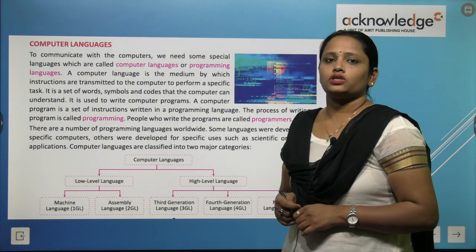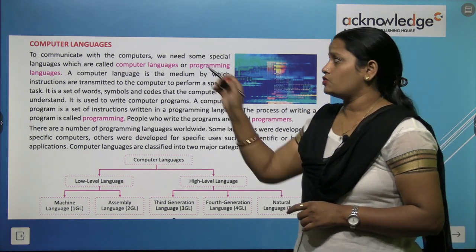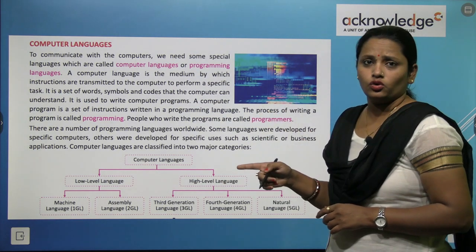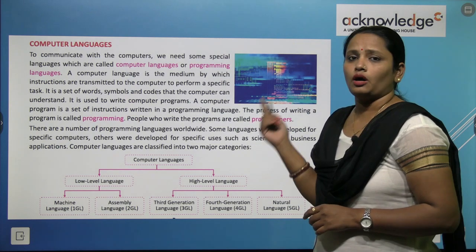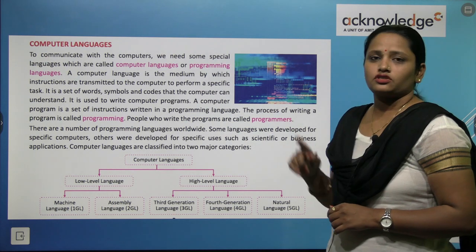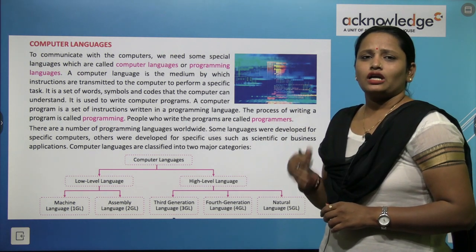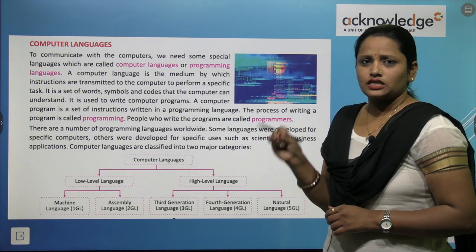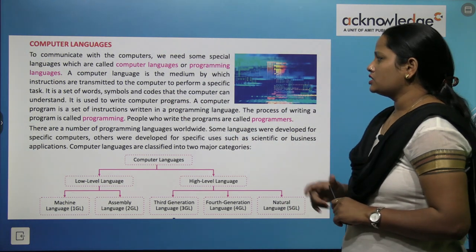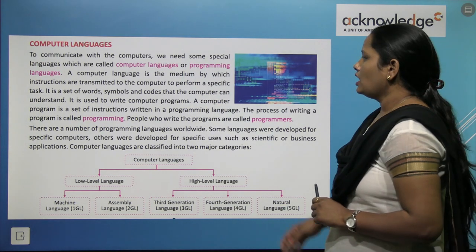First is computer languages. To communicate with computers, we need some special languages, which are called computer language or programming language. As we already know, we use programming language to communicate with the computer. A computer language is a medium by which instructions are transmitted to the computer to perform a specific task. So, if we want our computer to do a particular type of task, we use this computer language. It is a set of words, symbols and codes that the computer can understand.